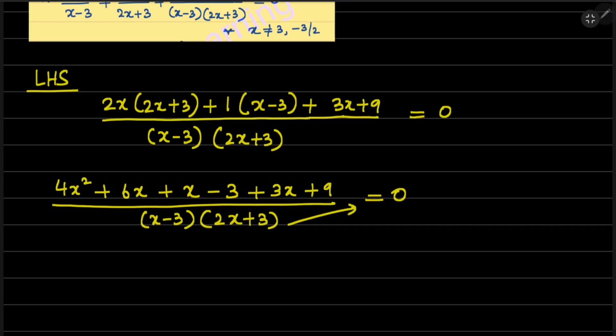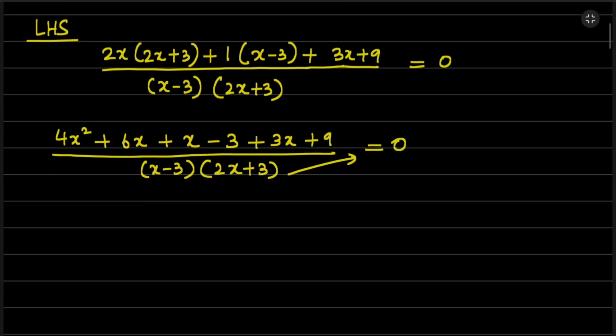So when the term in the denominator goes to the RHS, it gets multiplied by 0. So the entire denominator will become 0. So in the next step, let us solve. So you have 4x square. X terms are, you have a 6x plus x, 7x, 7x plus 3x is 10x. So 4x square plus 10x, and then you have a 9 minus 3, 6, so plus 6 is equal to 0.